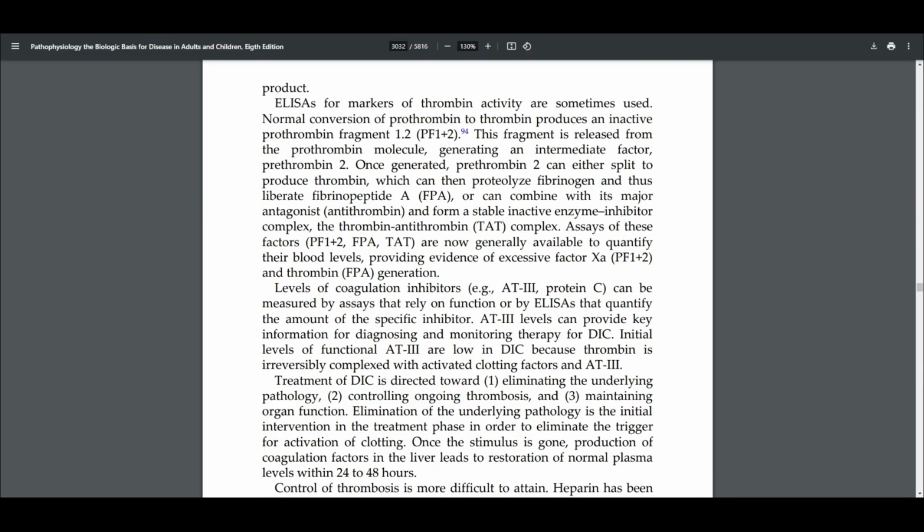ELISA for markers of thrombin activation are sometimes used. Normal conversion of PT to thrombin produces an active prothrombin fragment of 1.2. This fragment is released from the prothrombin molecule, generating an intermediate factor, prethrombin 2. Once generated, prethrombin 2 can either split to produce thrombin, which can then proteolyze fibrinogen and thus liberate fibrinopeptide A, or it can combine with its major antagonists and form a stable inactive enzyme inhibitor complex, the thrombin-antithrombin complex.